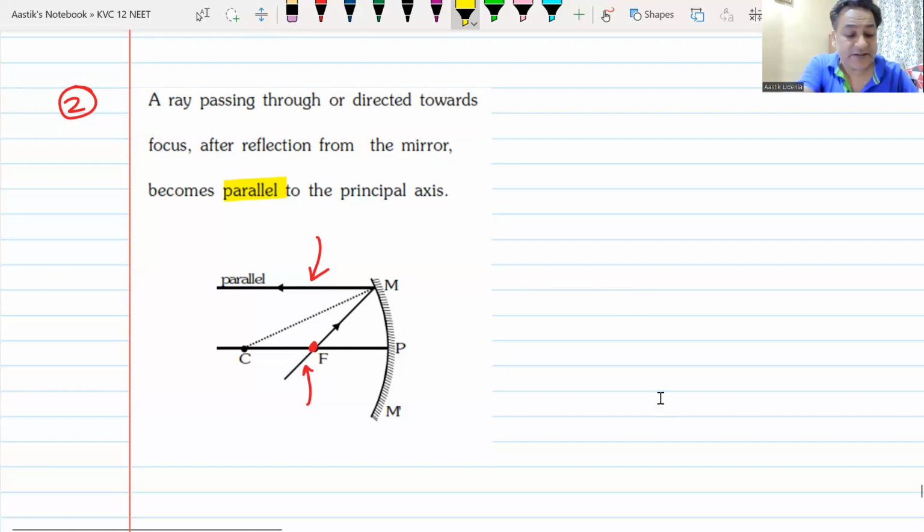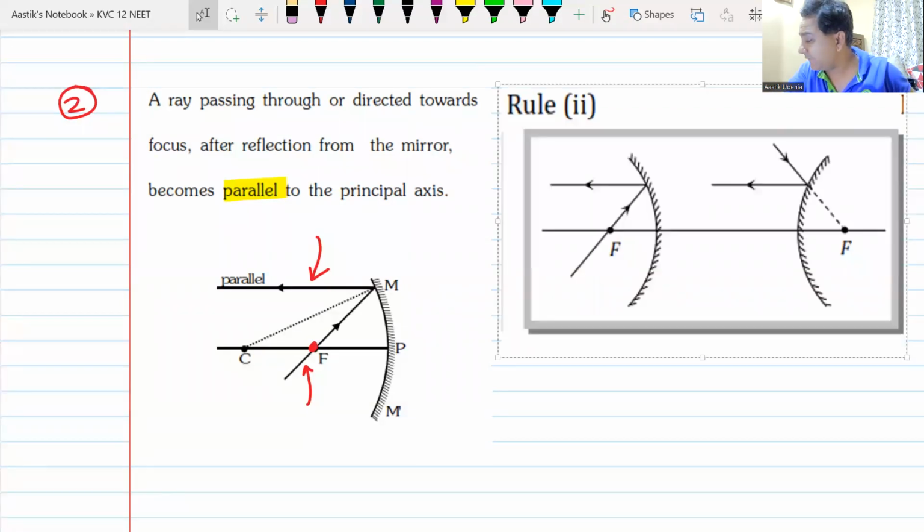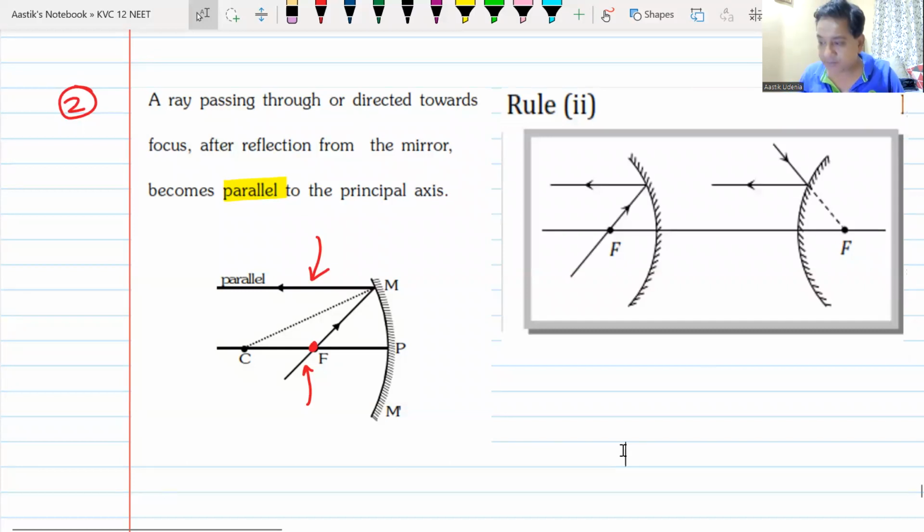Now, what happens in the case of a convex mirror is similar, but again, the diagram looks a bit different. Why does it look different? It looks different because it is a convex mirror. I will go back to rule number 1. Let me first show you rule number 2. For rule number 1, just leave some space.